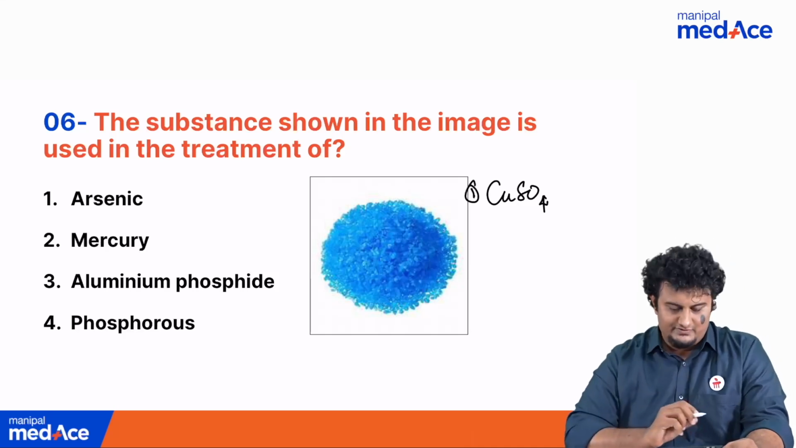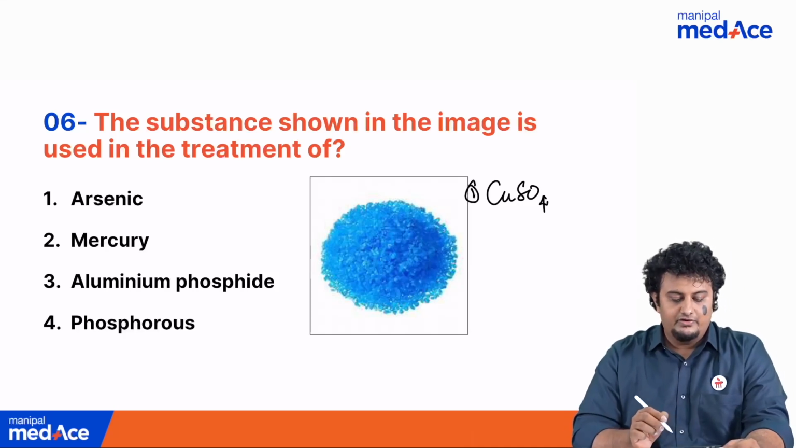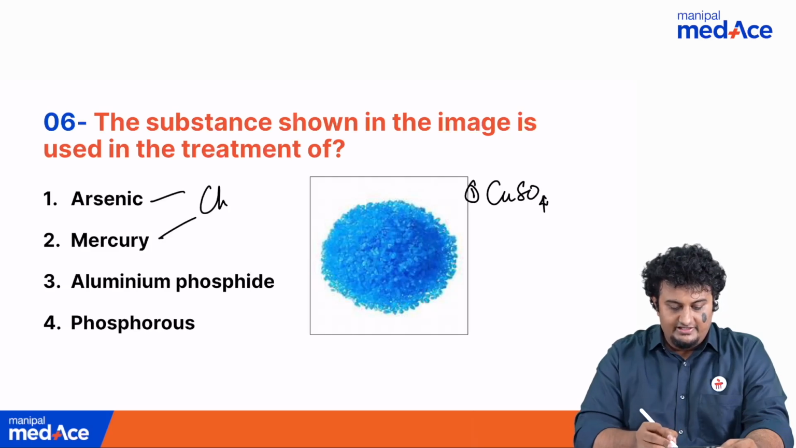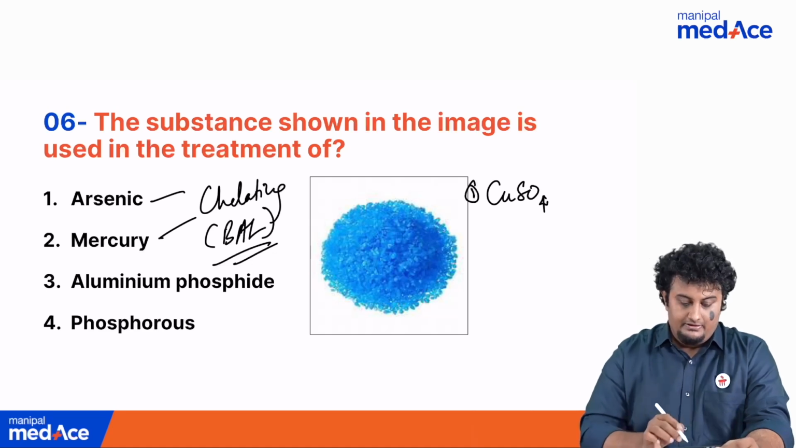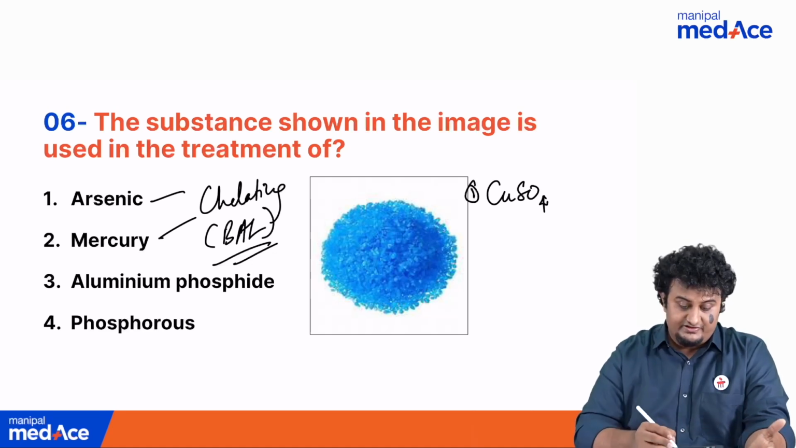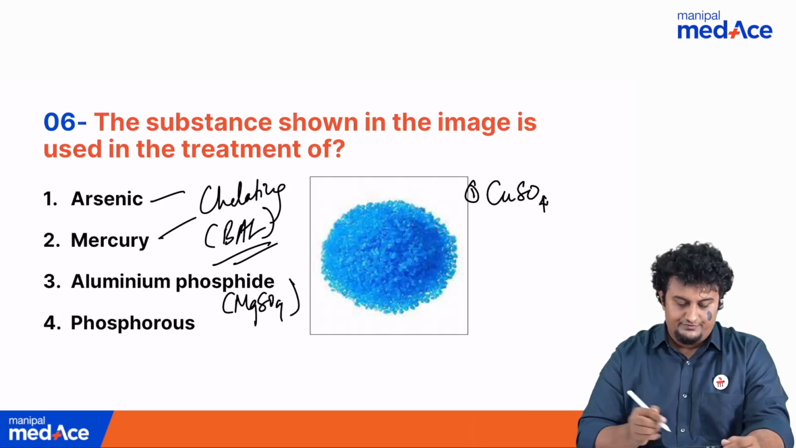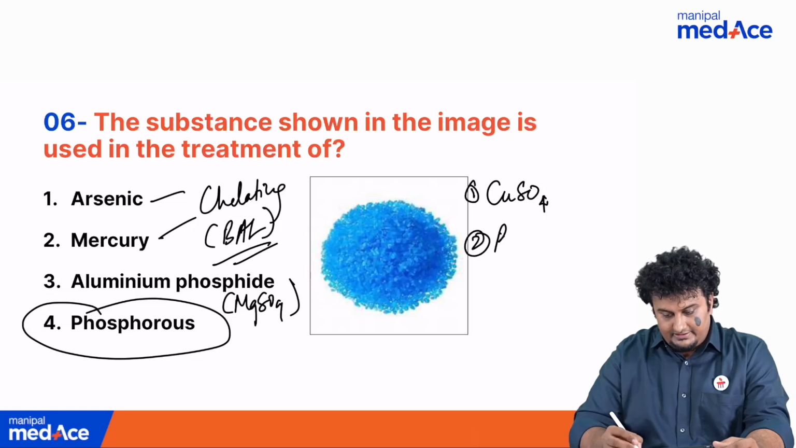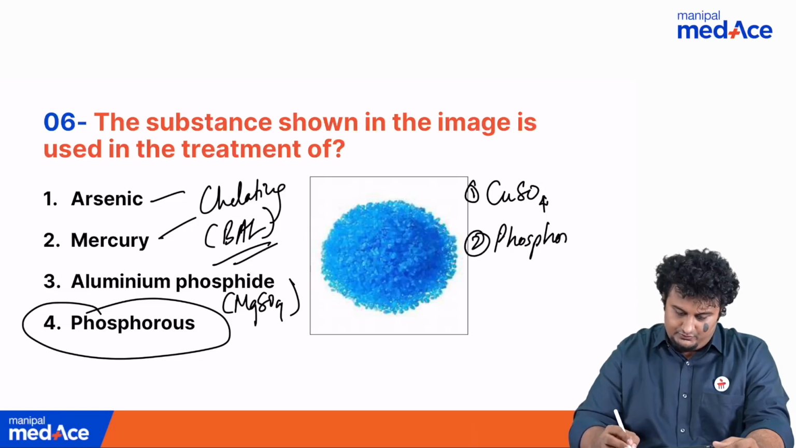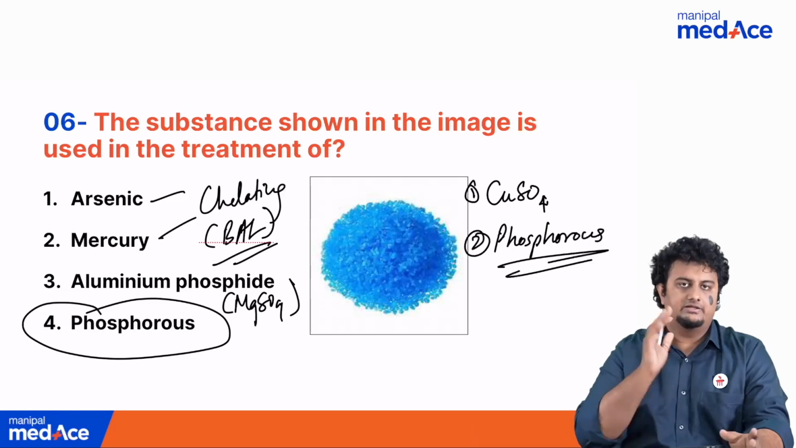I'll tell you what the second problem is. Let's look at the options. Options say arsenic, mercury, aluminum phosphide. Now, we know that for arsenic and mercury, you would want a chelating agent, right? Let's say you want to use British anti-Lewisite here, okay? BAL. Now, aluminum phosphide, we know there's no specific treatment for it, but you can use MgSO4, KMnO4, you can use those. So the only thing left is phosphorus. Now, is it correct that it's phosphorus? Yes. There is no doubt that yes, this is the best answer here.